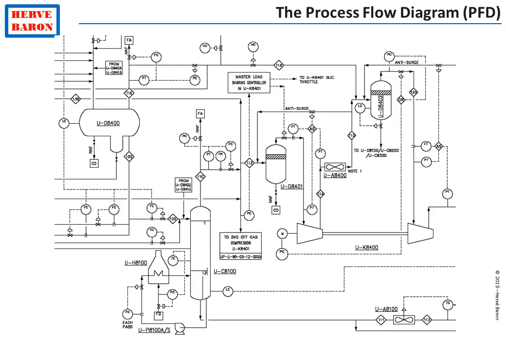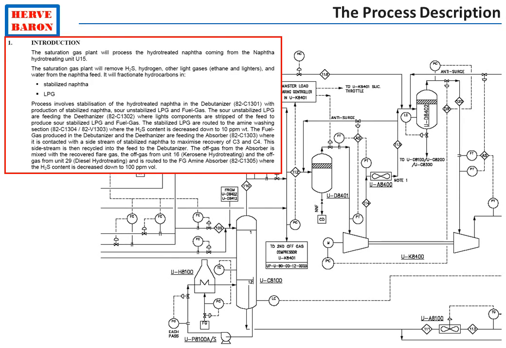Together with the process flow diagram comes the process description. The process description is a narrative in which the process engineer describes the function performed by each equipment, as well as the way that the process will be controlled in order to achieve the required products, specifications, and flow rates.